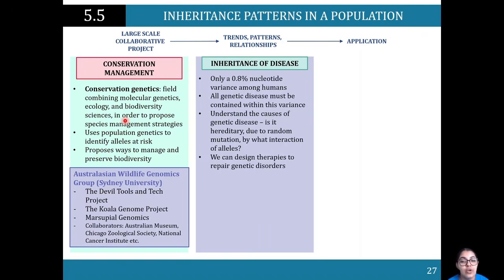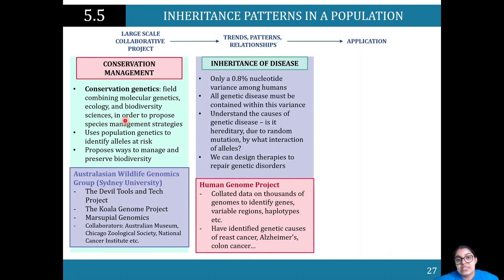We then utilize that idea to understand the cause of genetic diseases. Is it due to random mutations that occur, or is it due to the interaction of alleles? And then we can use that to design therapies to repair genetic disorders. A good example of this is the Human Genome Project. The Human Genome Project collated data on thousands of genomes to identify genes, variable regions, and haplotypes, and they have identified genetic causes of breast cancer, Alzheimer's, and also colon cancer.